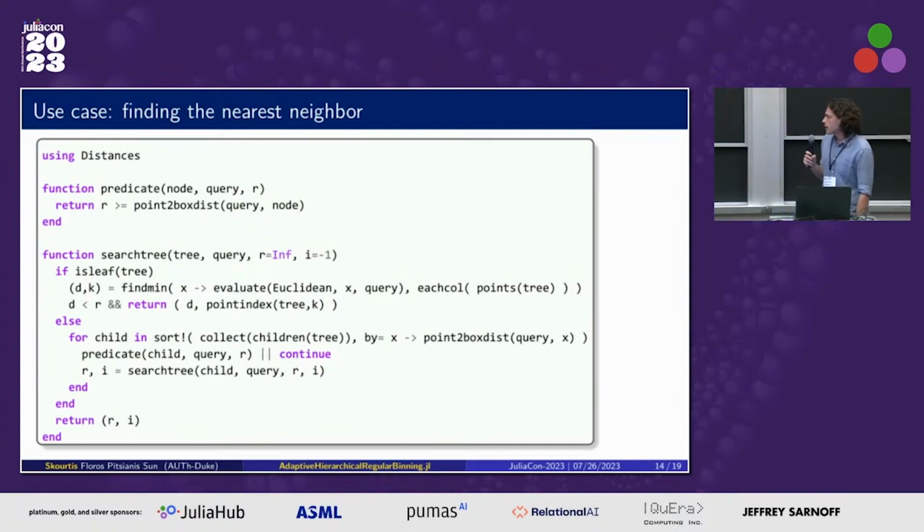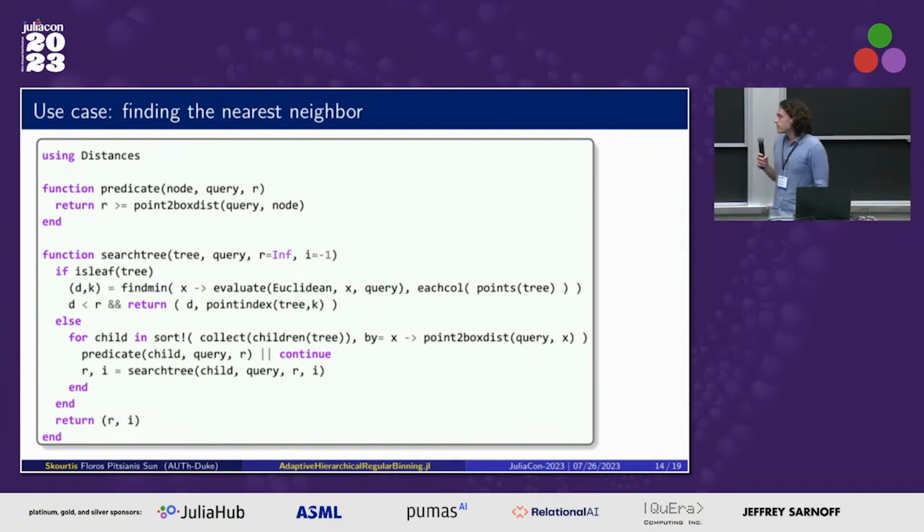Another example is how we find the nearest neighbor within a search radius. So this is not an iteration scheme, but rather it's a recursion. For the base case, for the leaf case, we compute the pairwise distances of all points to the query, and we find the minimum of that. If that minimum distance is within the search radius, then we return it and return the index of the point of that distance as well.